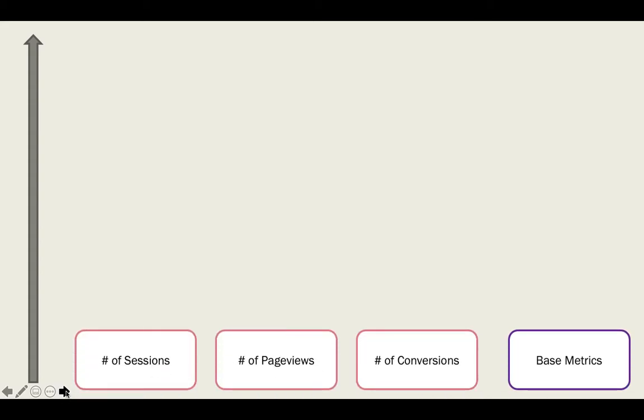First we have base metrics. These are essentially counts of different things that we care about or that we get for free from one of our analytics platforms like Google Analytics. Number of sessions, number of page views, number of conversions. These are all really counts of things.